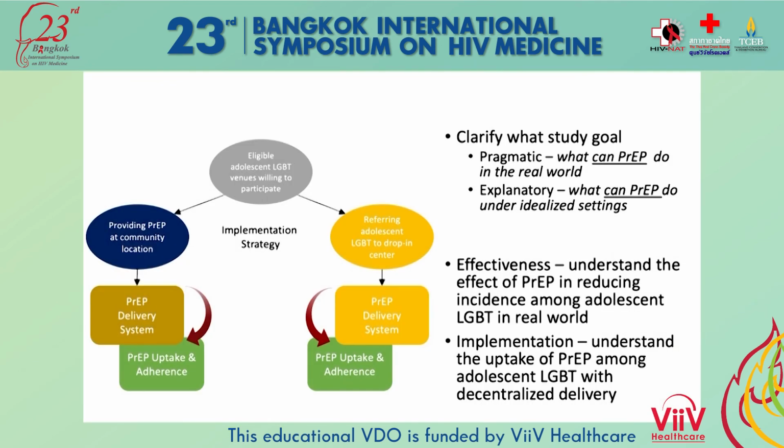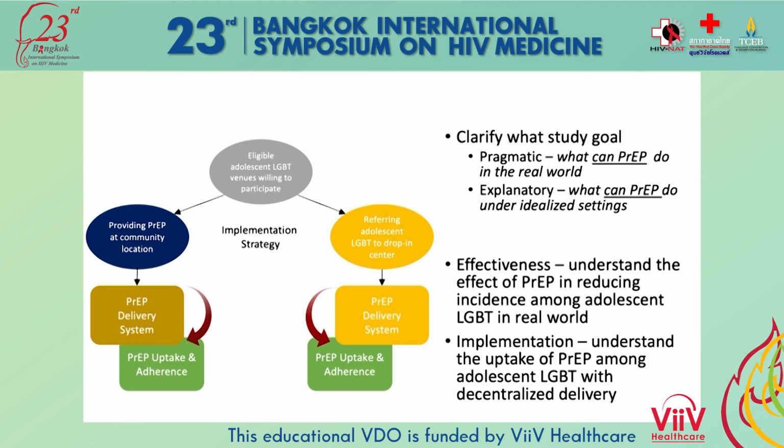So also just to give an example of a randomized control trial. In this hypothetical example, you have eligible adolescent LGBT-oriented venues that are willing to participate. And you have these two different strategies. In the one strategy, you want to provide PrEP at that community location. In the other strategy, you're referring adolescents to a drop-in center to get PrEP. The evaluation system is still, you're still going to deliver PrEP. It's not about evaluating PrEP. It's about how you're delivering PrEP. And your evaluation may be about PrEP uptake and adherence.